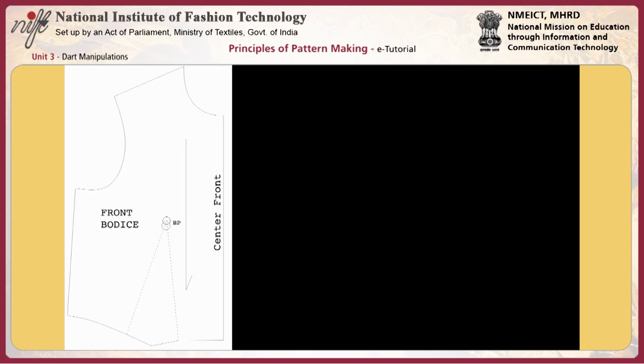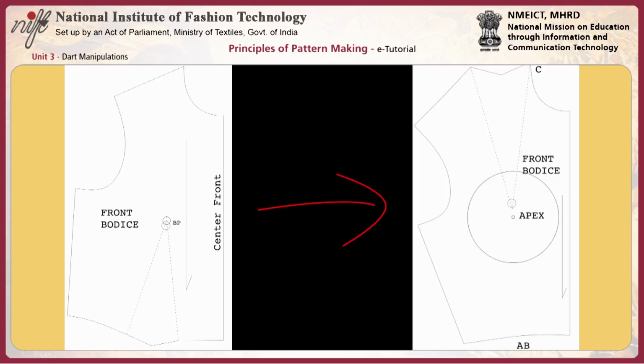Download the basic front pattern from the download section. Now, as per the given instructions, convert waist dart into shoulder neckline dart using pivot or slash and spread technique. Download the final pattern and check your pattern against the final pattern.